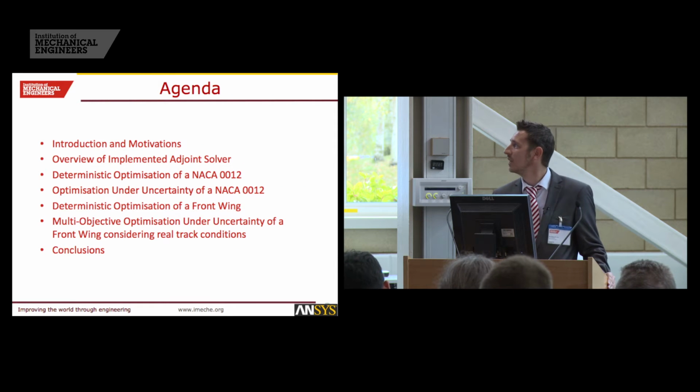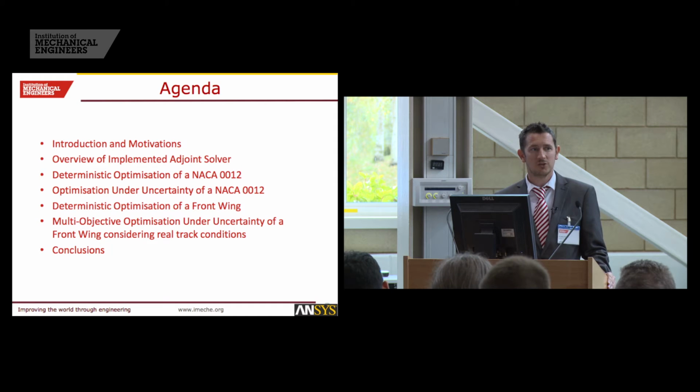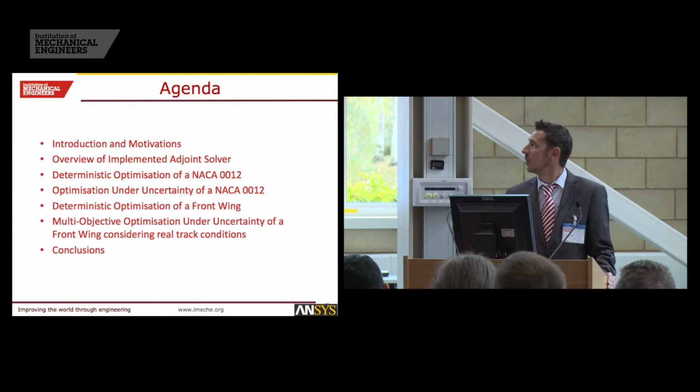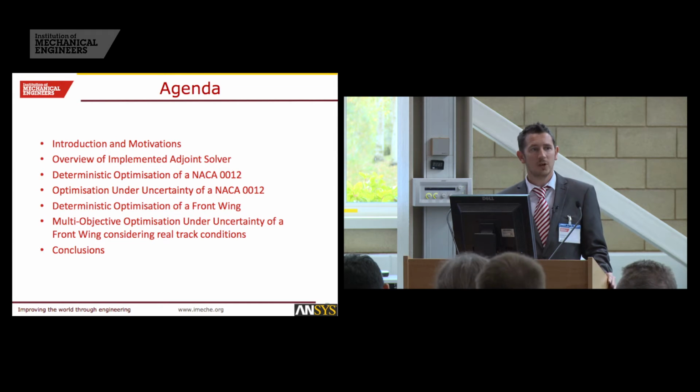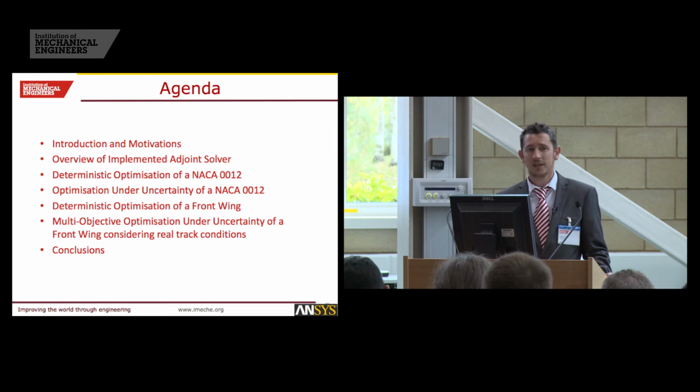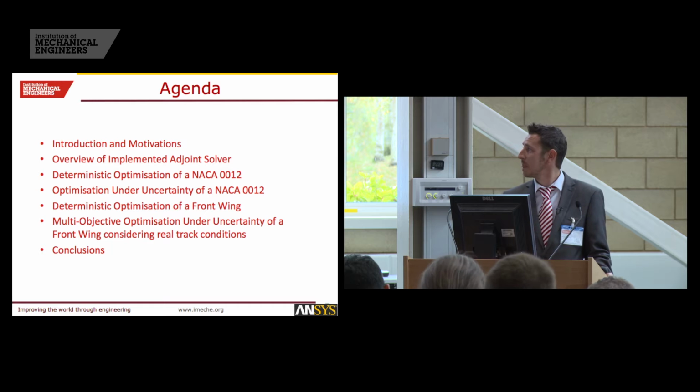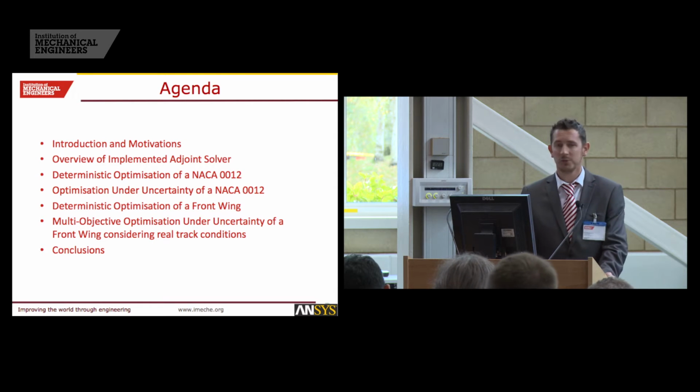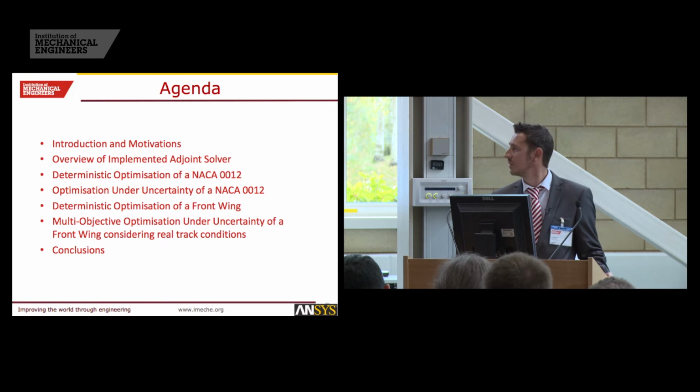So I'm going to be talking about the introduction and motivations of development of an adjoint solver hooked into an existing commercial CFD code, and an overview of the solver that's been implemented. I'm going to then go through a couple of examples to demonstrate the benefits of using this type of adjoint technology. I'm going to start with a NACA 0012 airfoil on a 2D example, and that will include a deterministic and uncertainty-based approach. And I'll then progress on to a 3D geometry using the adjoint capability. And that will also include something called multi-objective optimization, which we'll show at the end of the presentation.